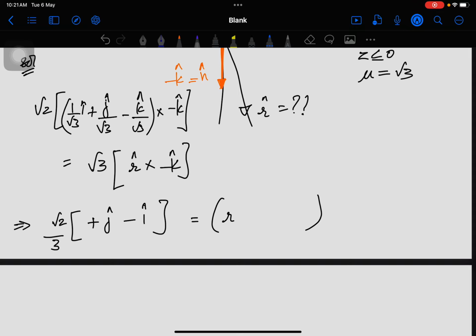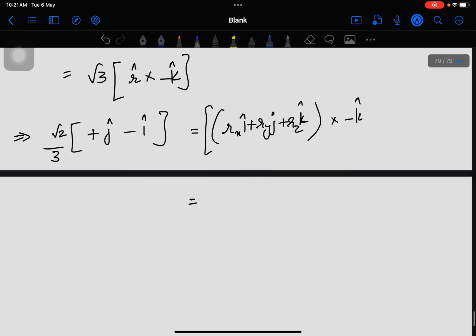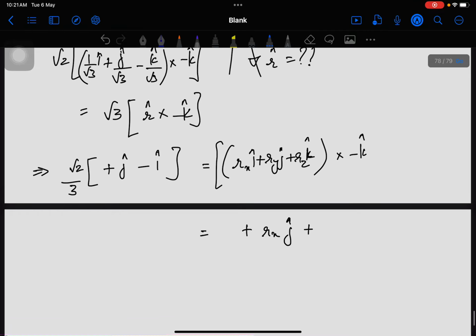Can we write r cap as rx in i cap, ry in j cap, rz in k cap? Definitely we can write it this way. And let's do the cross product of this with the minus k cap. Why? So that we are going to get two coefficients over here, the i and the j. So i cap cross k cap is minus j, therefore this one will be plus j cap. You'll have rx over here. Plus j cross k is i, therefore there will be minus i over here. k cross k is 0. On the other side, root 2 by 3 j minus i cap.